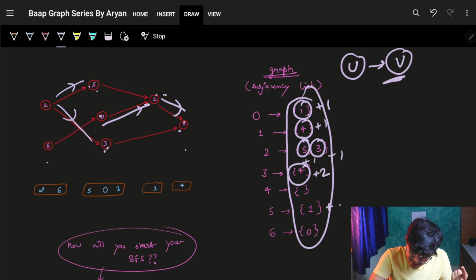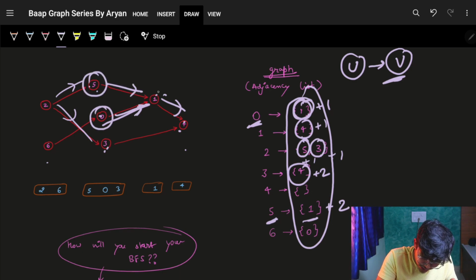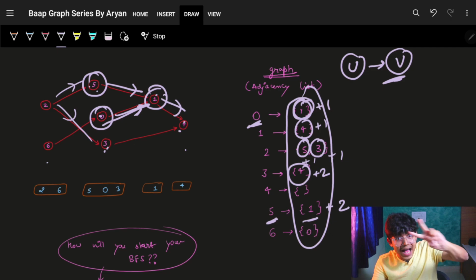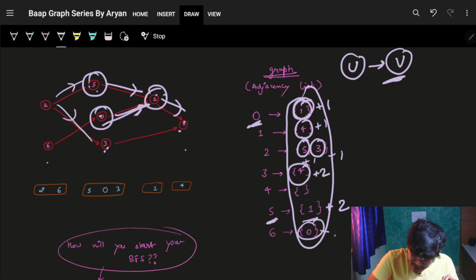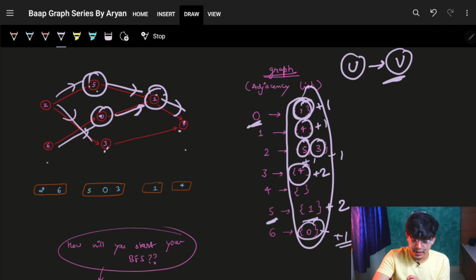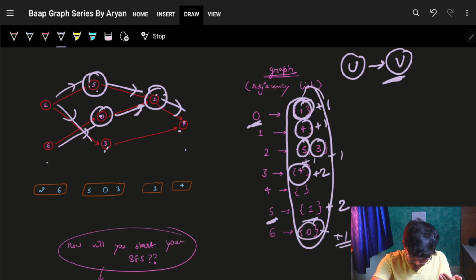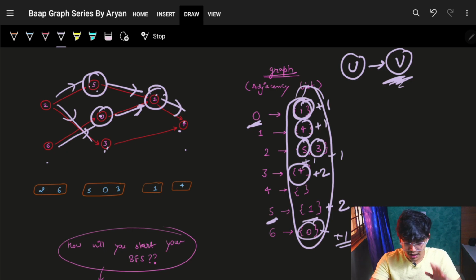Its in degree is again 2, because 1 was here and 1 was here. You can see 5 and 0 both are going, which is making my in degree of 1 as 2, which means incoming edges are actually 2. Ultimately 0 has only 1 incoming edge, so in degree is 1. In degree is nothing but incoming edges, and V has the in degree as 0.